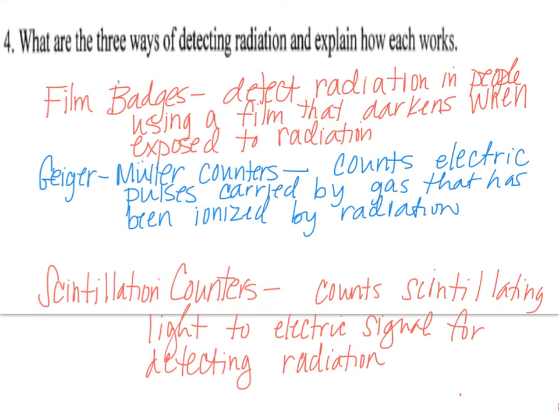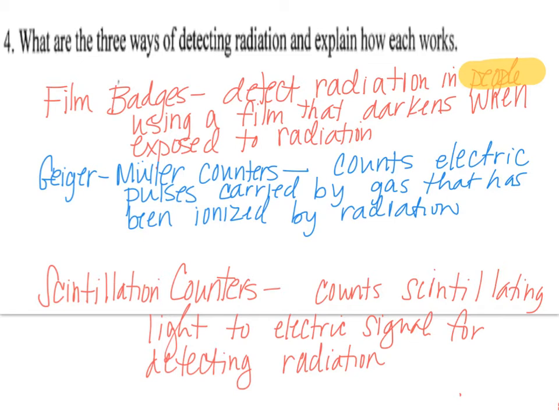Question 4 says, what are 3 ways of detecting radiation? And explain how each one works. Well, first of all, let's look at the film badges. And we talked about that one when we did one of our journal questions. And we said that film badges detect radiation in people. So that's what we need to worry about there, in people, is the big key. It actually has film that darkens when exposed to radiation.